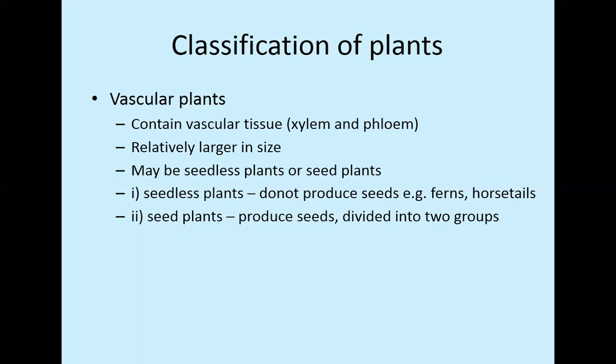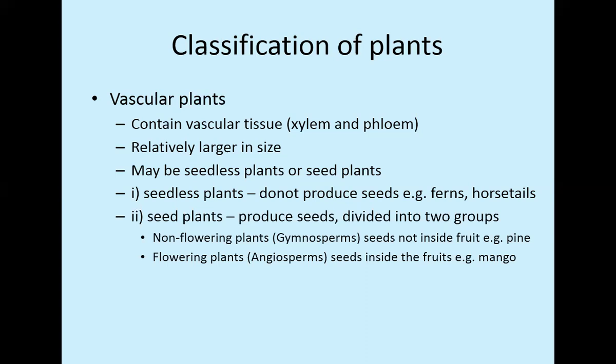Then those plants which produce seeds are called seed plants. Seed plants are again of two types. So the third group of plants are called the non-flowering plants. They're also called gymnosperms. They do not produce a fruit. They don't have any flowers. Flower is the reproductive organ of the plant, and flower develops into a fruit. And the fruit bears seeds in it. When the seeds grow, they produce a new plant.